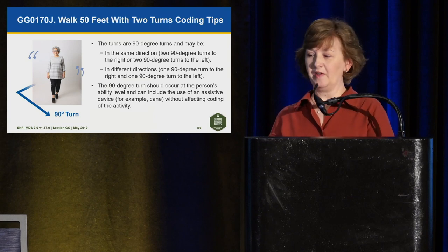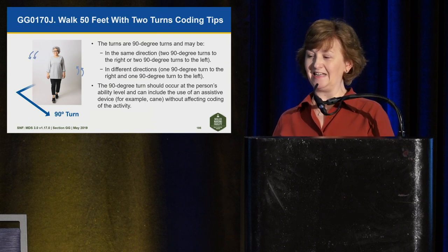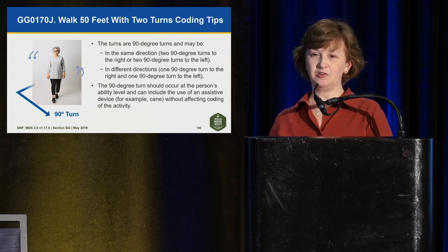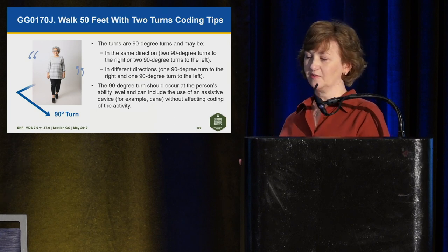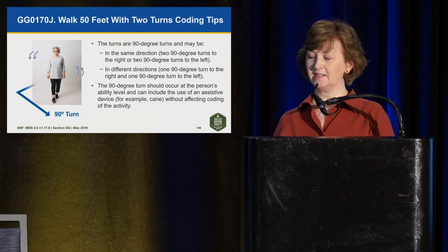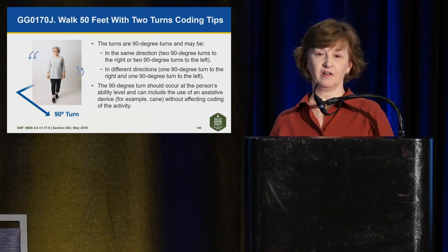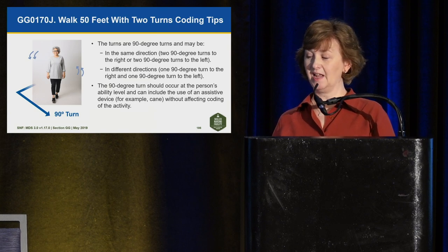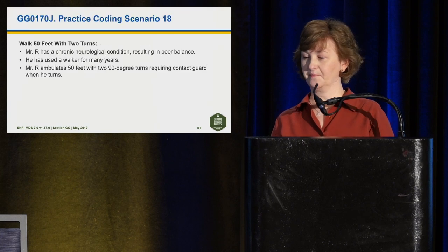Okay, so we've had questions in the past about what is a turn. A turn is a 90 degree turn, and it could be 2 turns in the same direction, so 2 turns to the right or 2 turns to the left. It could be 2 turns in different directions, so 1 to the left, 1 to the right, or any combination. The 90 degree turn should occur at the person's level of ability and can include use of an assistive device, for example, a cane, without affecting or increasing or lowering the score.